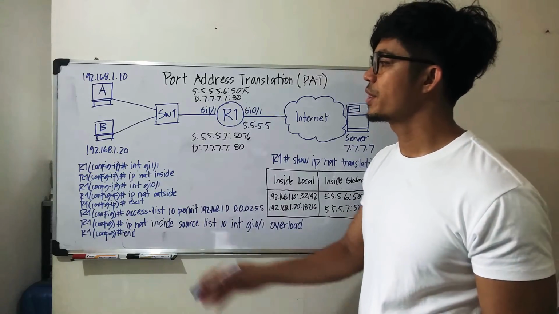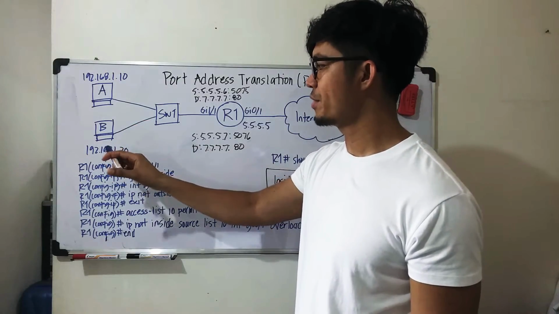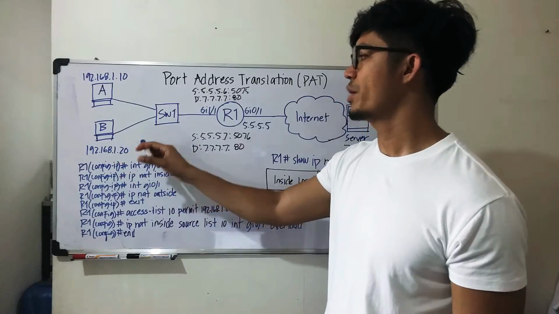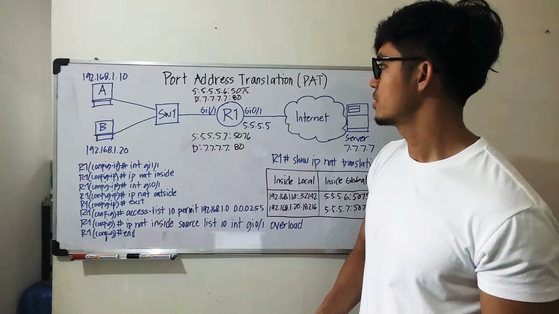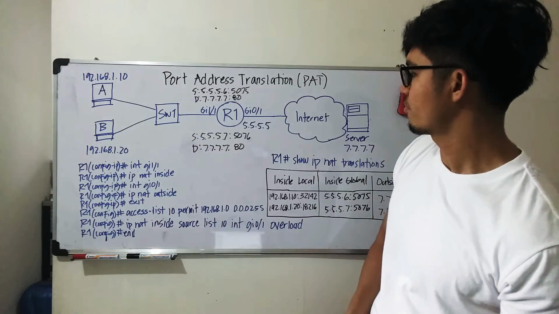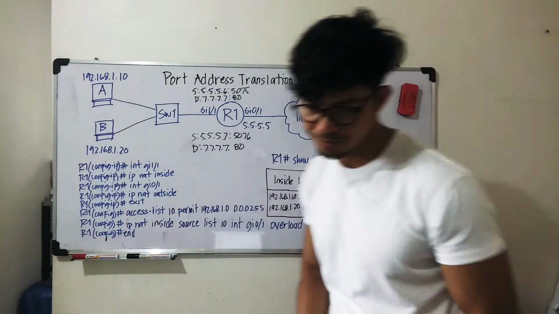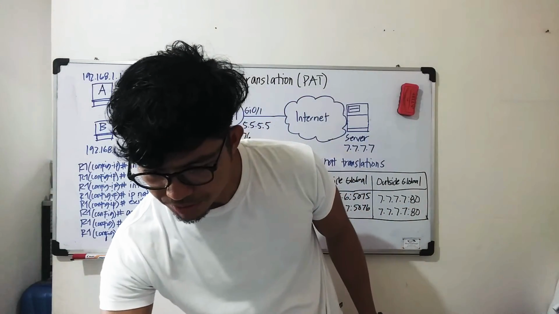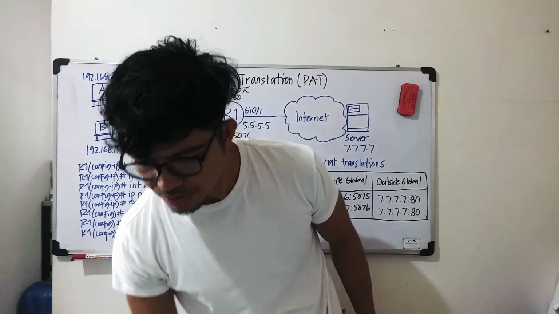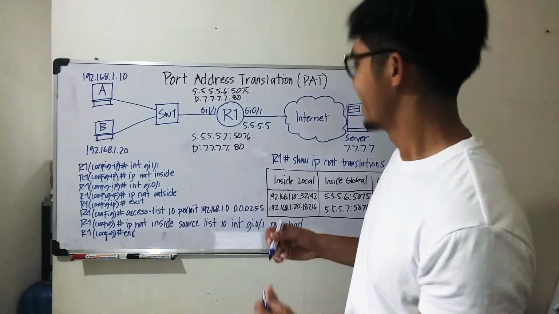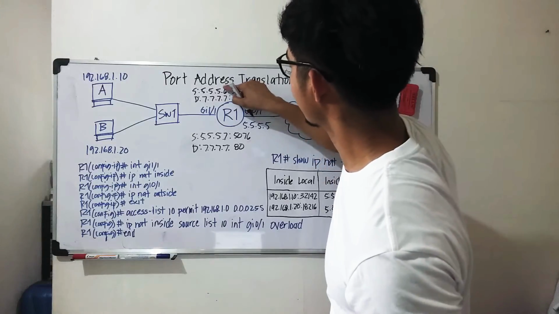And the same is true with PC B. So 192.168.1.20. It's gonna have a... This is actually incorrect. Let me just double check. Yeah. This is actually good that I noticed it.